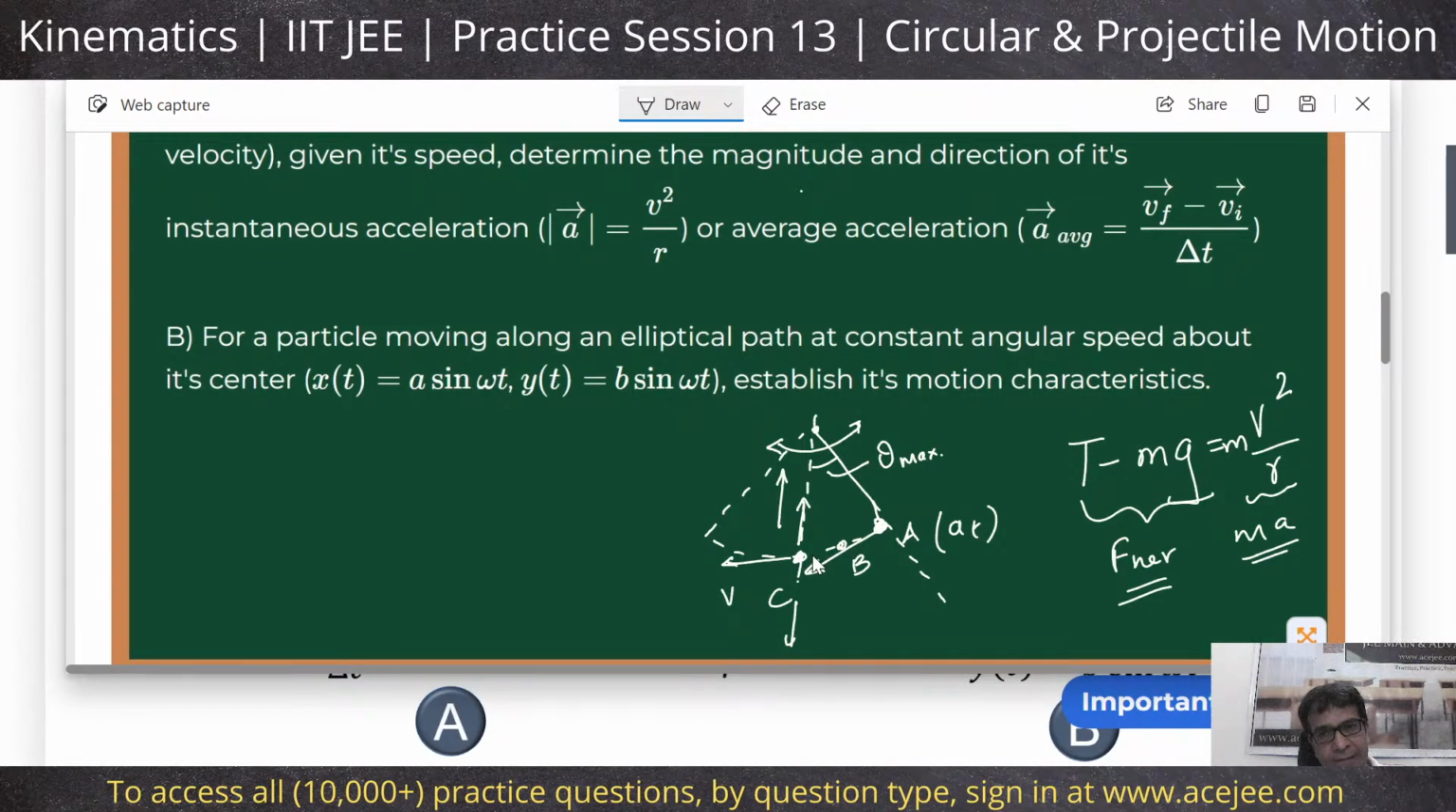Correct? So it has this acceleration and it will have this acceleration. The net acceleration will be in this direction, somewhere in that direction. Not necessarily horizontal, but somewhere in that direction. Correct, no? I hope you guys are clear.